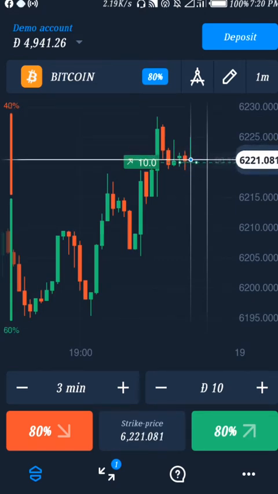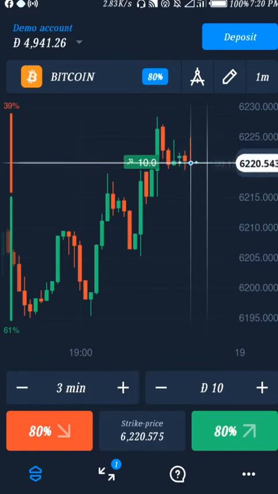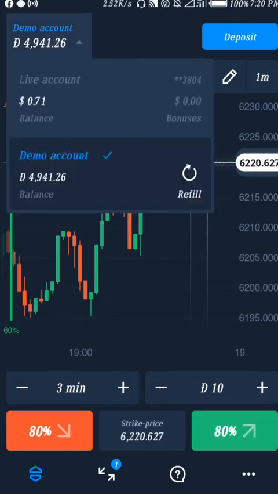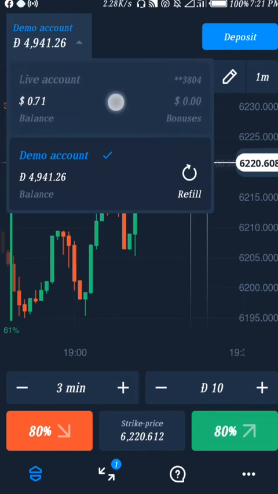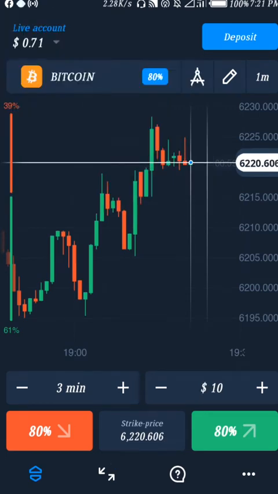So the next topic of discussion right now is how to reduce your demo account balance. All right, that's what I'm going to be talking about right now. Now, everybody has a demo account balance. Okay, we have the live account here, which is your real account. Currently I just have $0.71 there. I went to the demo. Okay, so the trade is still running.